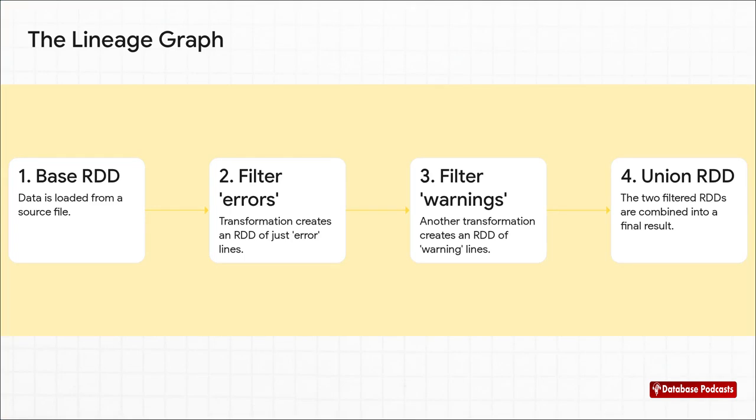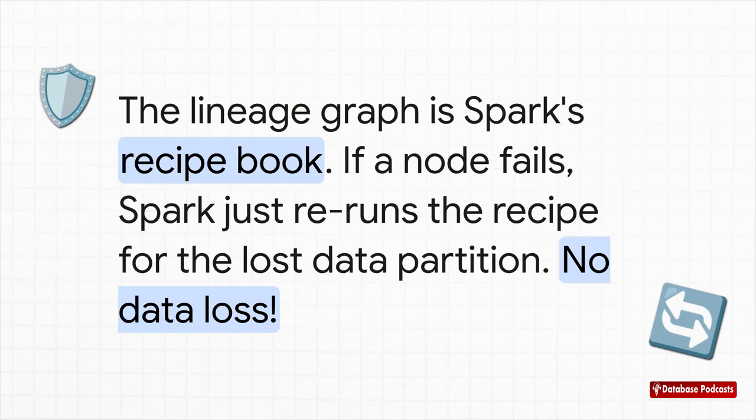As you're telling Spark what to do, it's not just doing it and forgetting. It's building a map, a blueprint of every single step. We call this a lineage graph. You can see a simple one here. We start with a file, we filter it 2 different ways, and then we union the results. Spark remembers this entire chain of events. And that lineage, that recipe, is the absolute key to resilience.